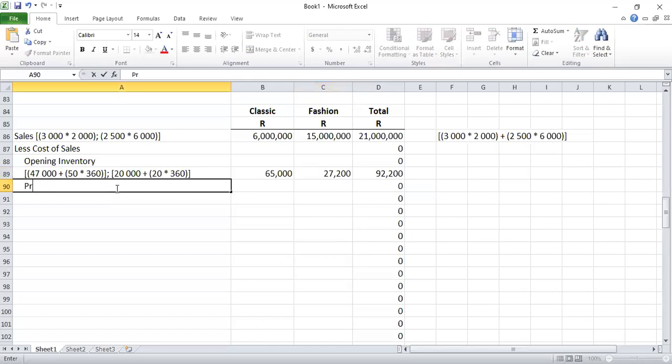Then production cost. Add our production cost.